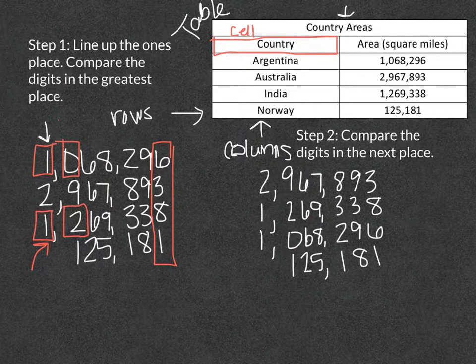Now, the last step that I always like to take is make sure that I wrote the numbers down correctly. So I'm going to go back to my original numbers here. I have 2,967,893. Yep. 1,269,338, 1,068,296, and 125,181. Okay, we're good to go. Greatest on the top, least on the bottom. Let's go to our last example here.